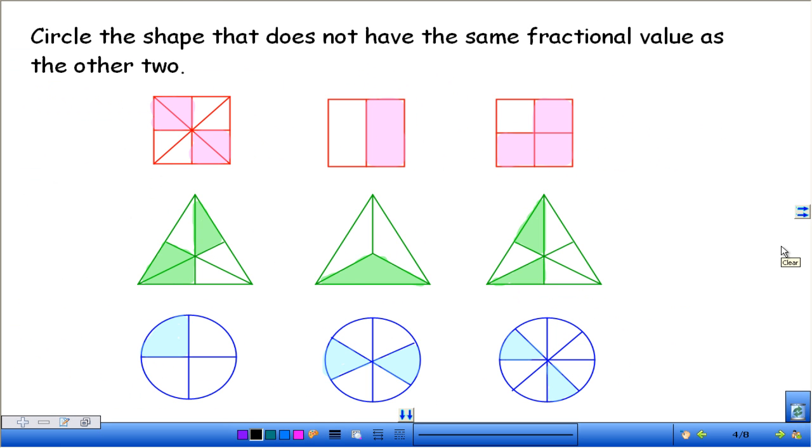One more thing we need to talk about before we get into comparing fractions. You're going to see a problem like this on your benchmark next week, so I want to make sure that we've covered it. Write down whatever you think you need to. If you don't feel like you need to write these down, that's fine as well. So the directions are to circle the shape that does not have the same fractional value as the other two, okay? Which means 2 of these are equal, 1 of them is not. So I wanted you to circle or figure out which one is not equal to the other 2.